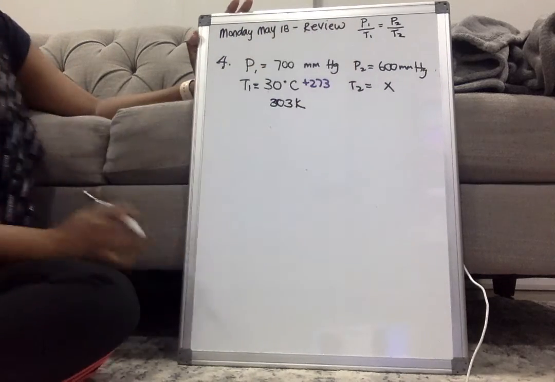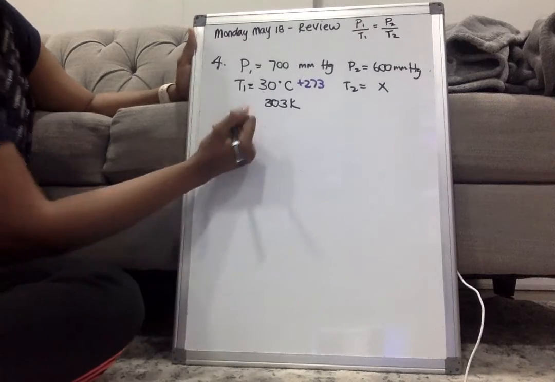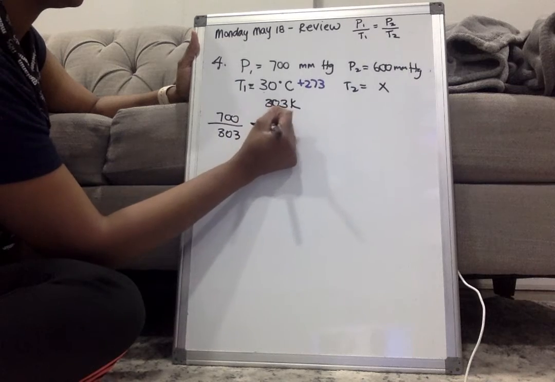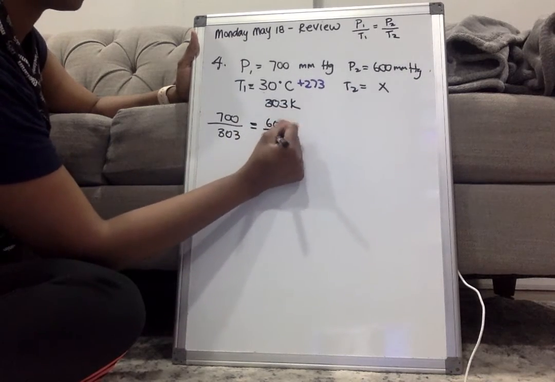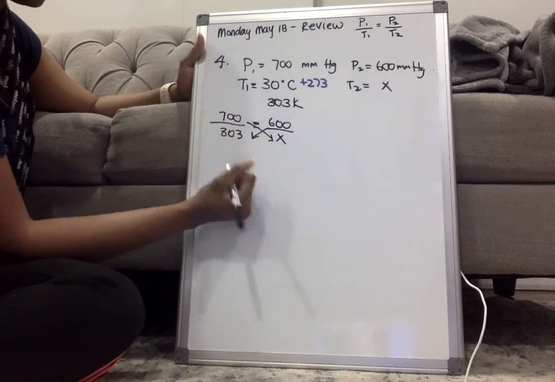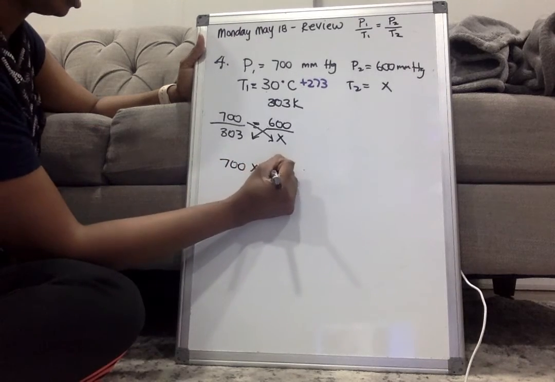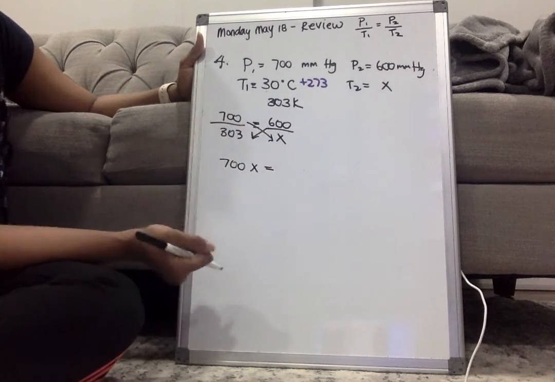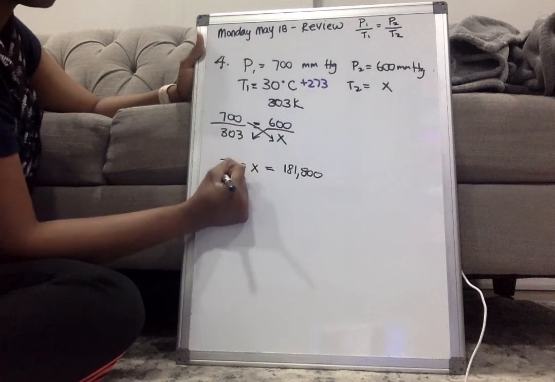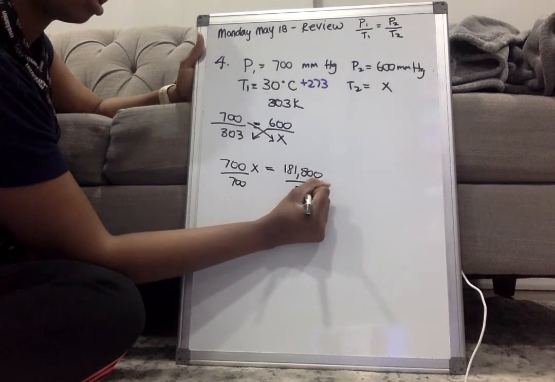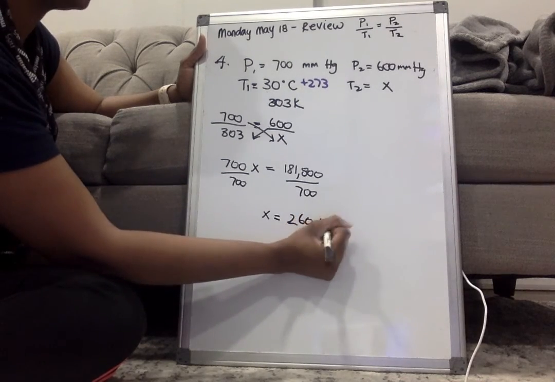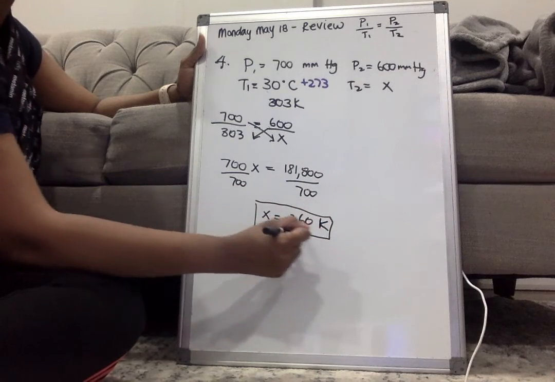Now I put my values into the formula. 700 divided by 303 equals 600 divided by x. You multiply these two, multiply that. 700 times x is 700x equals 303 times 600, and I will get 181,800. If I divide both sides by 700, then I'll find that my final temperature should be around 260 Kelvin. Okay.